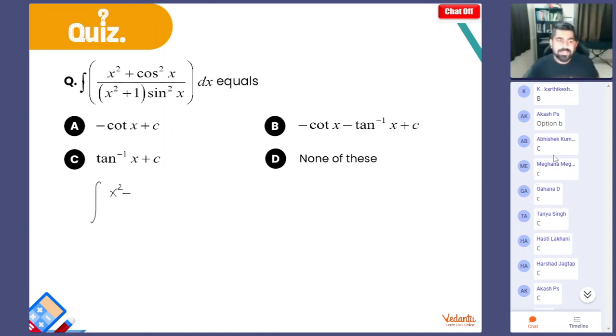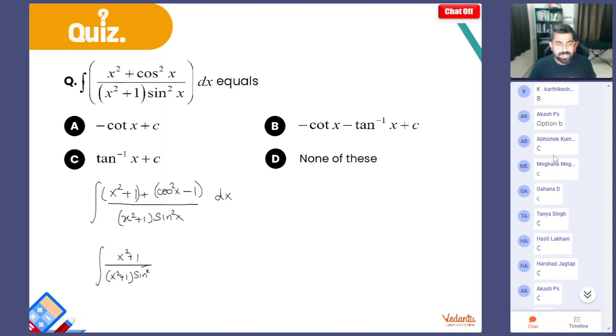Okay, so the manipulation is you add and subtract 1 to the numerator. What did I do? I added 1 and I subtracted 1 to the numerator. So now you club these two, and then separate it. So you'll have (x square plus 1) by (x square plus 1) sine square x plus (cos square x minus 1) by sine square x into (x square plus 1) dx.